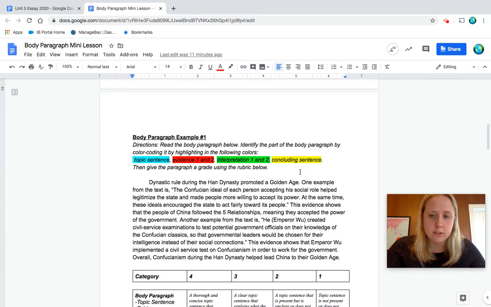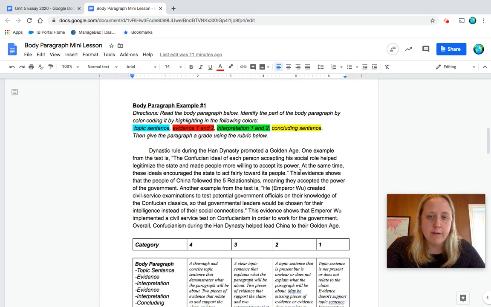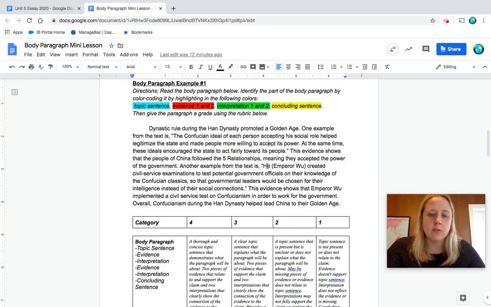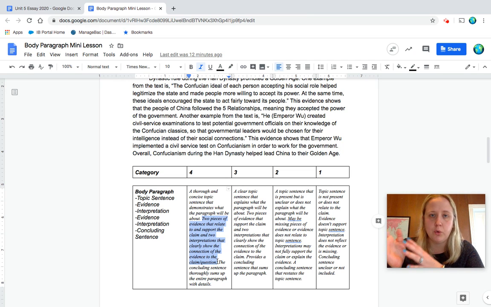So looking at our first example here, it says, read the body paragraph below. Identify the parts of the body paragraph by color coding it, highlighting the following colors, then give the paragraph a grade using the rubric below. So looking at our rubric, if you haven't looked yet, before we even read: a thorough and concise topic sentence that demonstrates what the paragraph will be about, 2 pieces of evidence that relate to and support the claim, and 2 interpretations that clearly show the connection of the evidence to the claim. Right, so how did that evidence show a golden age? The concluding sentence thoroughly sums up the entire paragraph with details.